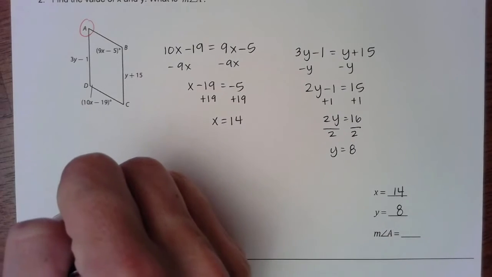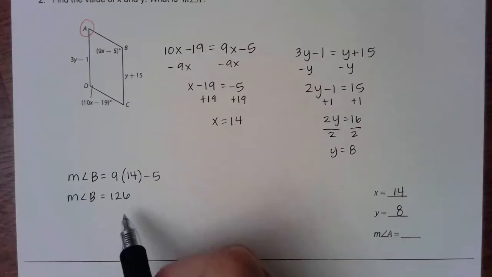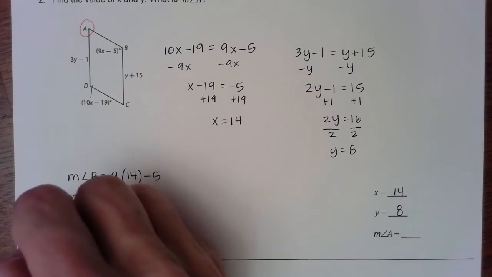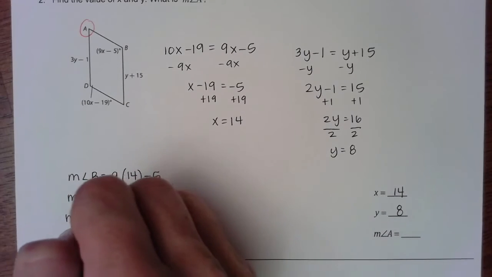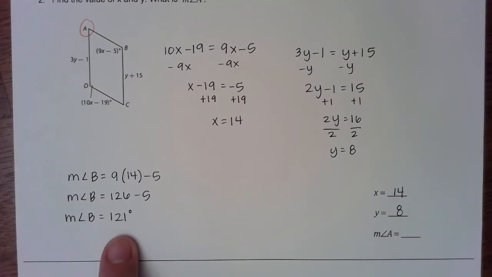I'm going to solve to figure out how big the measure of angle B is, and then from there I can use subtraction to figure out the measure of angle A. Since they're consecutive, they're next to each other, so we know that they're supplementary. Multiplying together 9 and 14 gives me 126, and so I'll get the measure of angle B is equal to 121 degrees, but that's not the answer to the question.